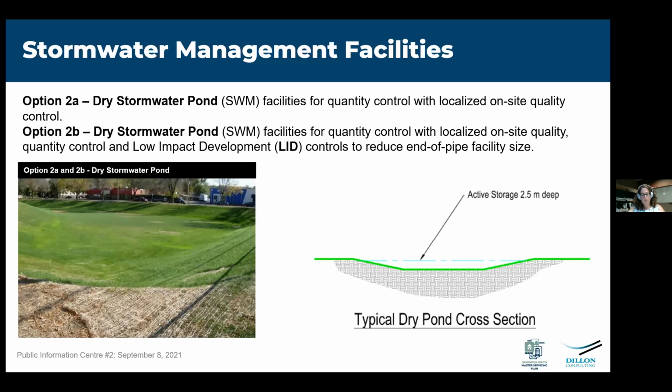Dry ponds do not provide quality control. However, they will be effective at reducing waterfowl habitat in this instance. And below is a cross-section of a typical dry pond. And in this case, in most dry weather conditions, there isn't a permanent pool of water, and most of the depression is active storage.